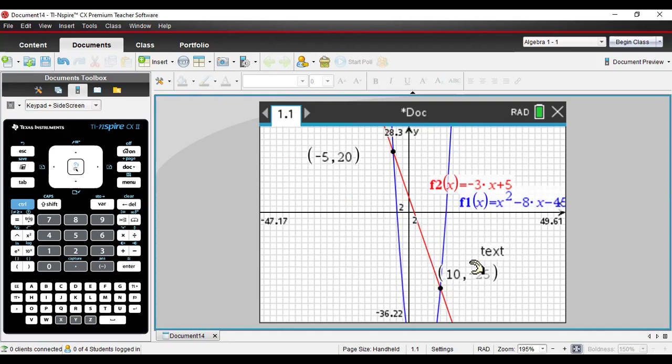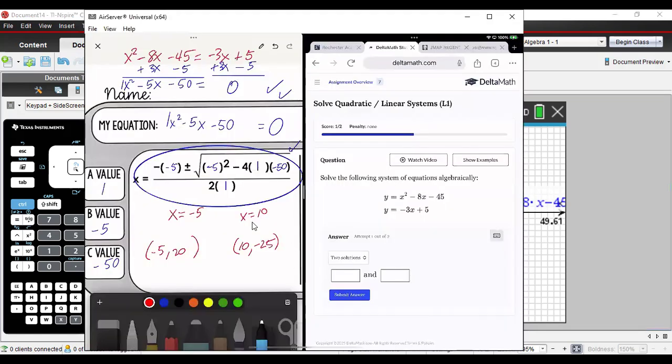So now, if we were trying to show them that we were doing this algebraically, we would have two answers, x equals negative 5 and x equals 10. But our ultimate solutions are negative 5, 20, because they wanted the x and the y for this. So when we go back to the iPad, this is what you should have. If we use this formula, we're going to get x equals negative 5 when we do the minus, and then when we use the plus, we're going to get x equals 10. Those are the two solutions, the two roots for this quadratic equation.